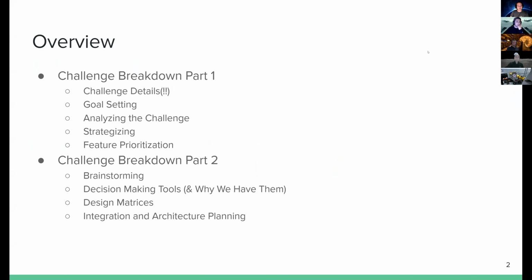So, agenda for the night. In challenge breakdown part 1, first we're going to go over the details of the challenge. Then we're going to talk about goal setting, analyzing the challenge, strategizing, and feature prioritization. That's with Peyton. And then we'll be talking about the second part of challenge breakdown with Emma, which is brainstorming, decision-making tools, how to use them, what they are, decision matrices, and then integration and architecture planning. So a bunch of stuff.